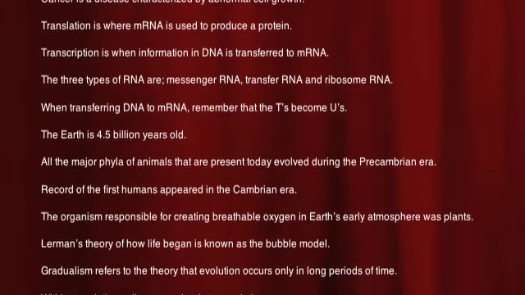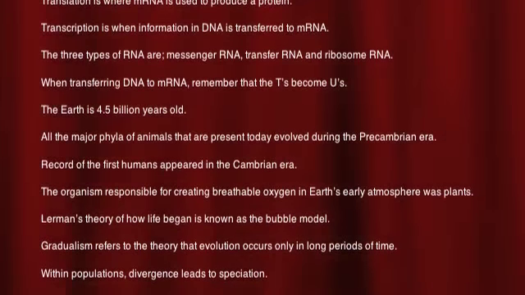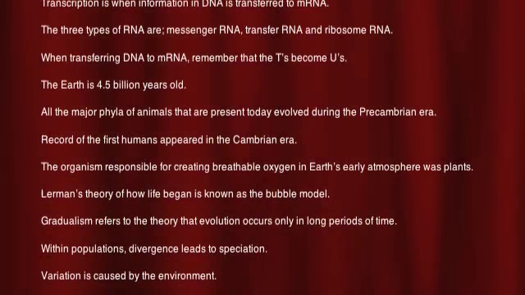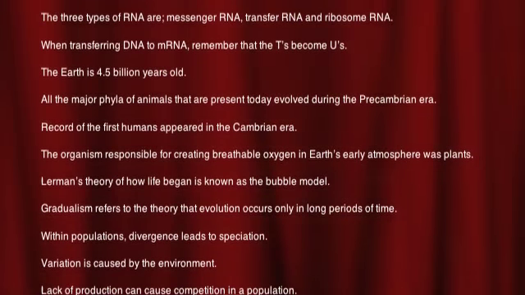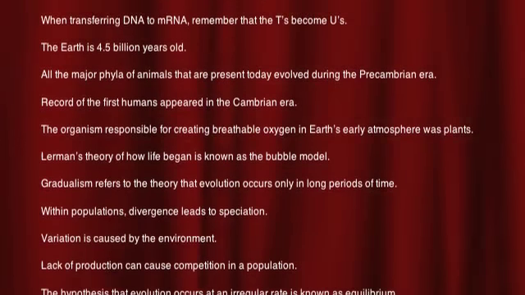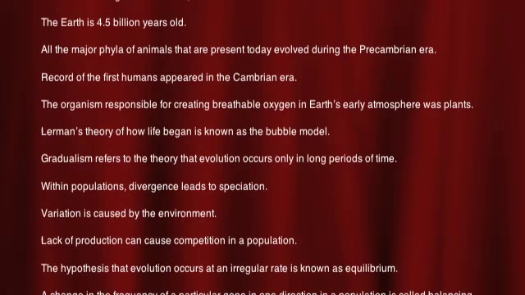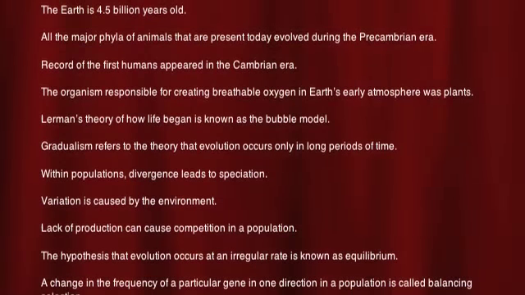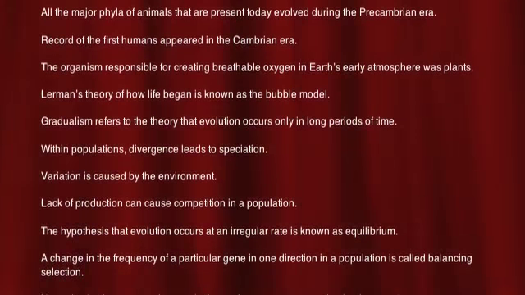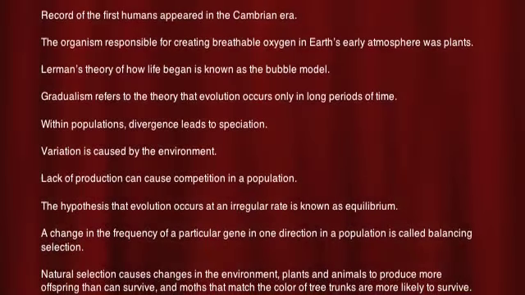The Earth is 4.5 billion years old. All the major phyla of animals that are present today evolved during the Precambrian era. Record of the first humans appeared in the Cambrian era. The organism responsible for creating breathable oxygen in Earth's early atmosphere was plants. Lerman's theory of how life began is known as the bubble model. Gradualism refers to the theory that evolution occurs only in long periods of time.